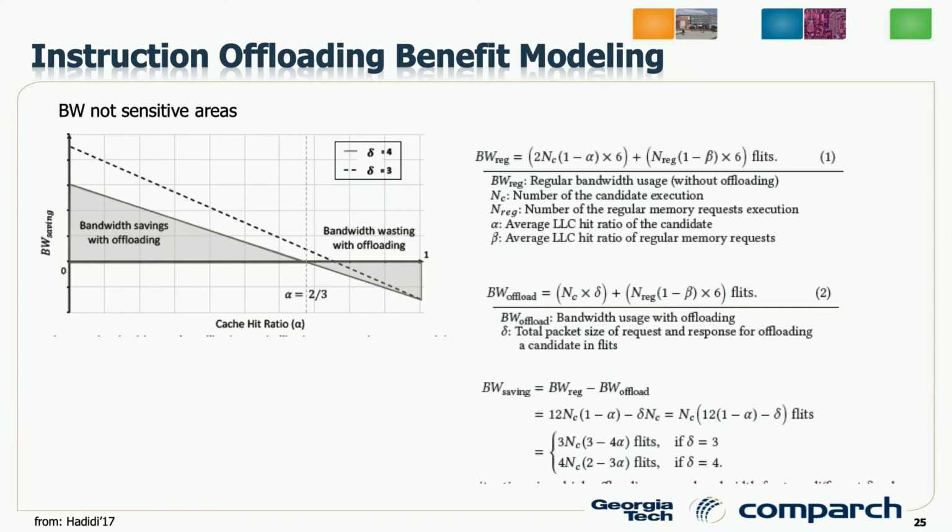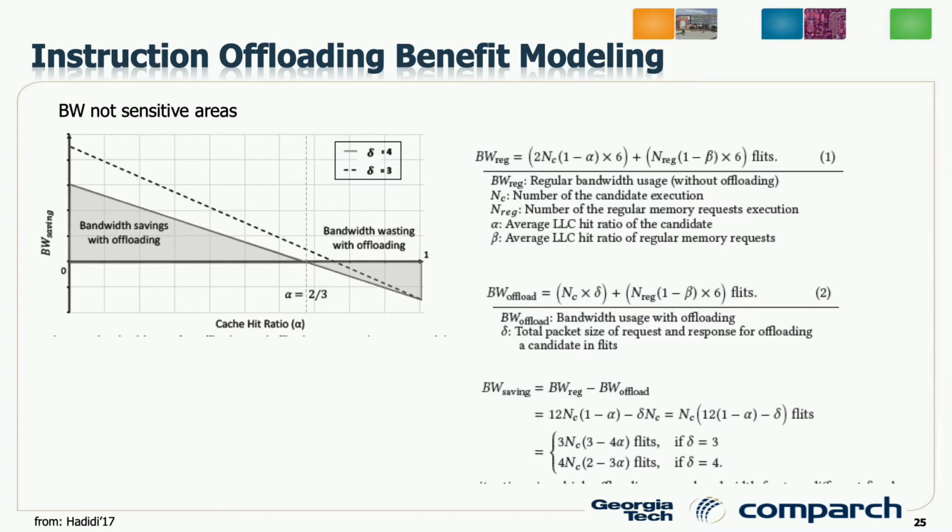So this chart shows the cache ratio on the x-axis, and the bandwidth saving effect on the y-axis. If you have a high cache ratio, the bandwidth saving effect is very little. But if you have a very low cache ratio, the bandwidth saving effect is very high.